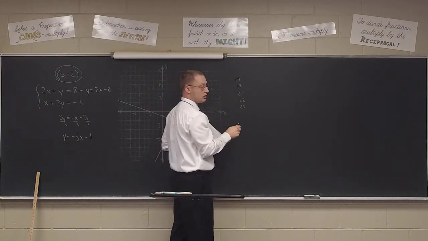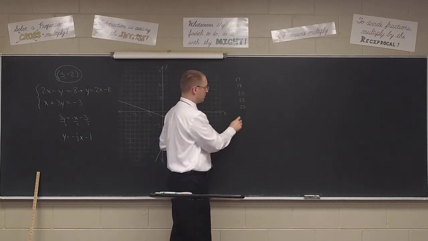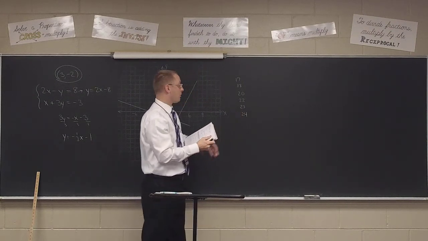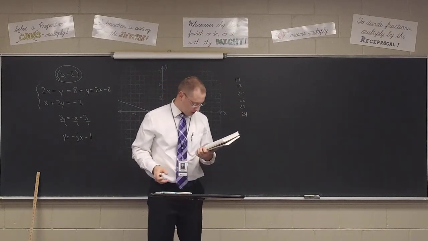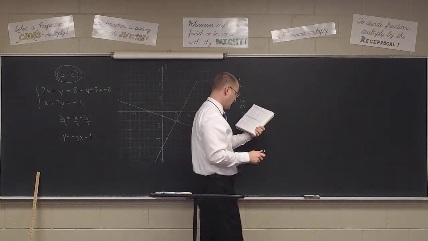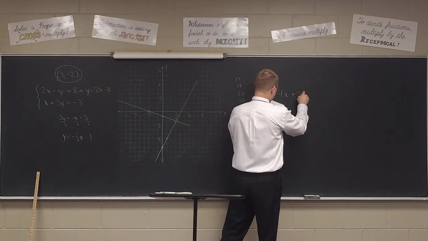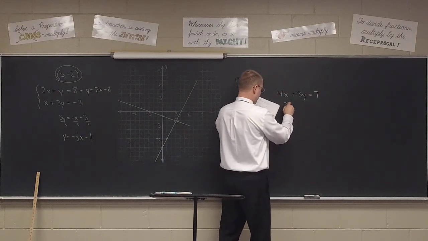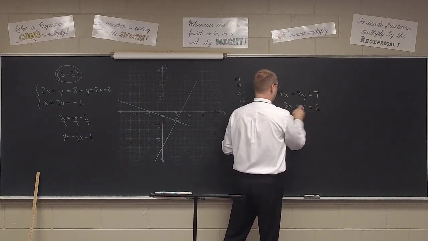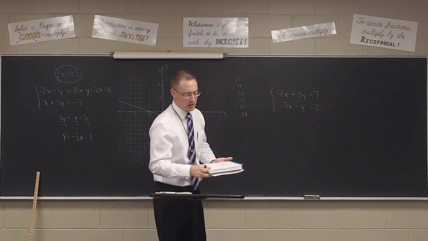17, 24. All right, and then a couple of the other ones that were already up here. All right, let's go take a look at these together. Number 17, we got 4x plus 3y equals 7. We've got 3x minus y equals 2. Brett, and I think you were the only one who missed this one. Substitution or addition?